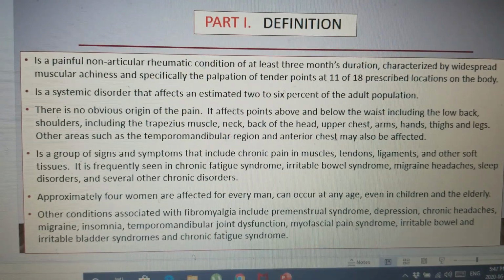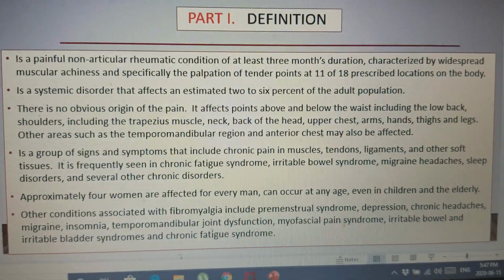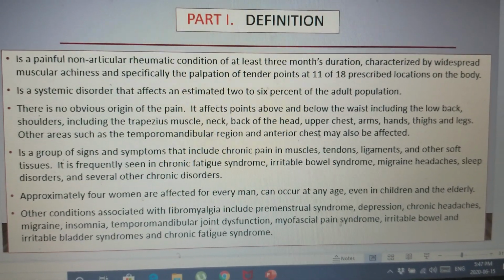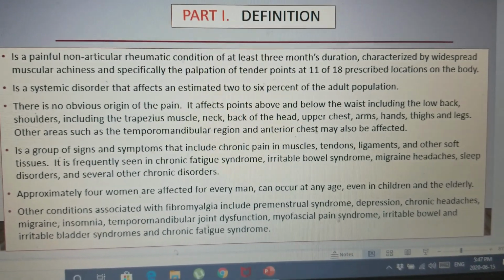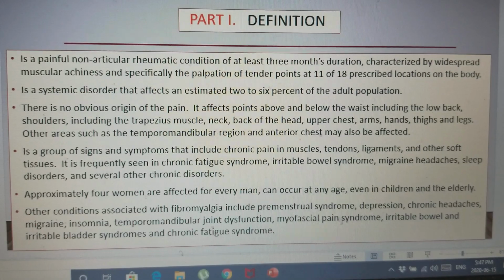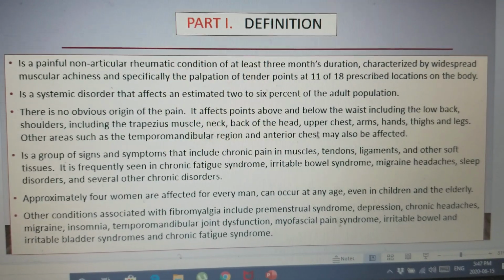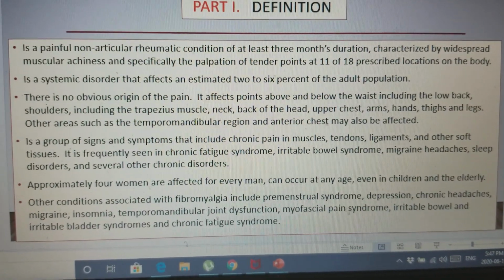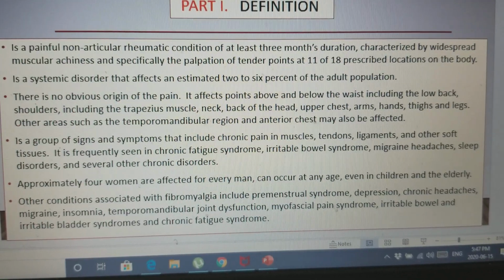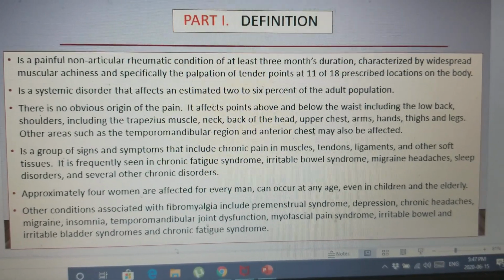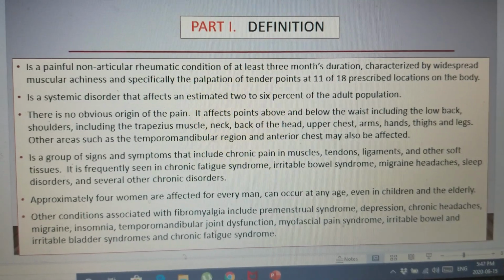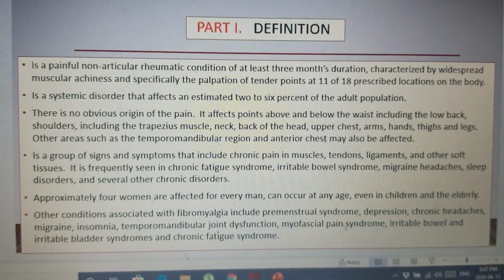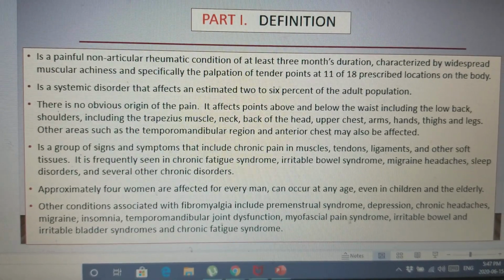So the definition of fibromyalgia, I have here some definitions, and just take a look at this. So there are a few here about the disease called fibromyalgia. Okay, that's it. You can find other definitions or other facts about fibromyalgia, but these are just a few facts that I have gathered regarding this condition.